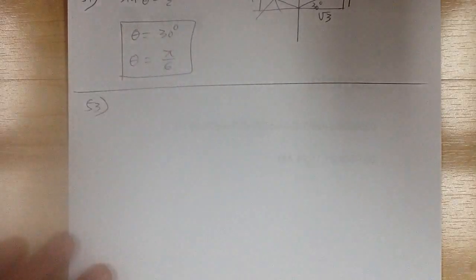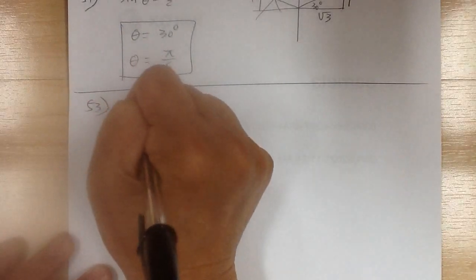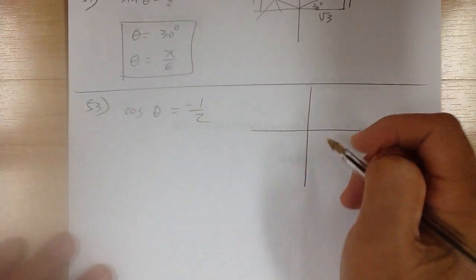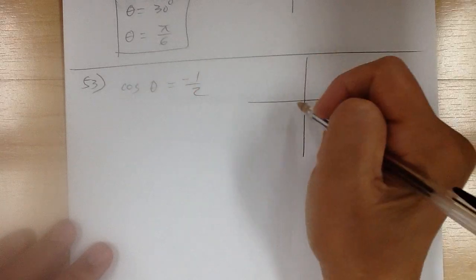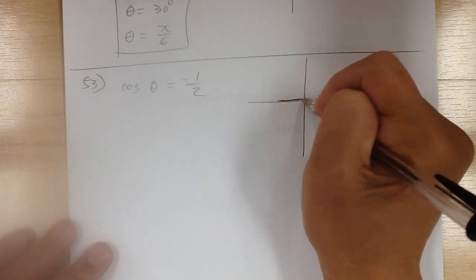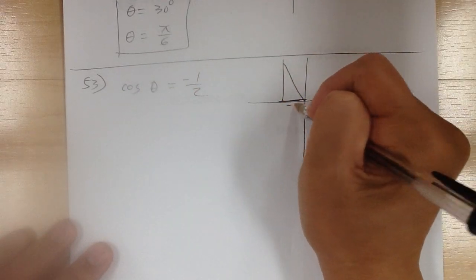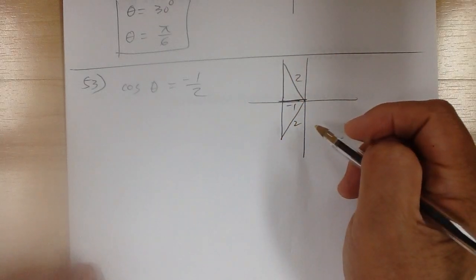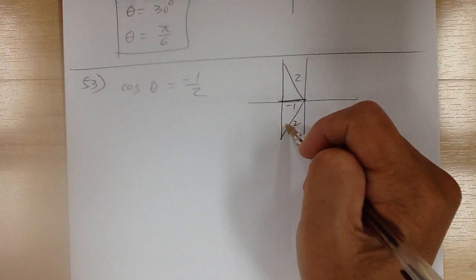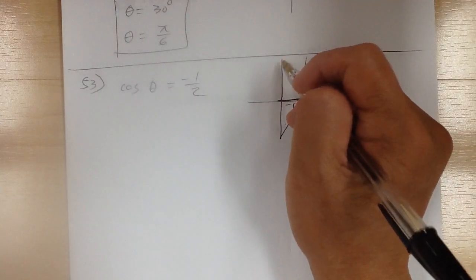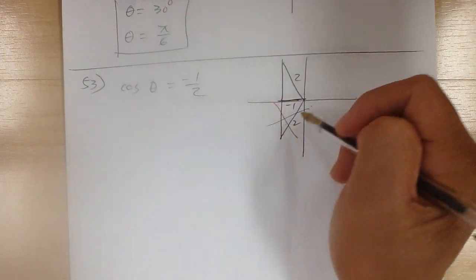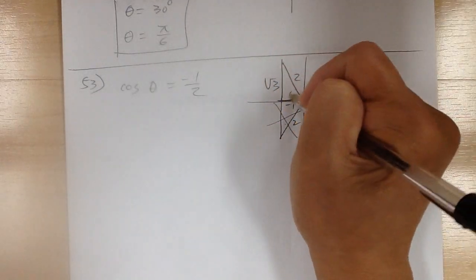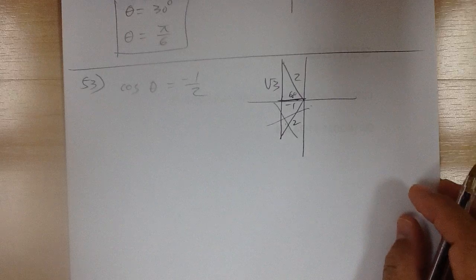Okay, number 53, cosine theta equal to negative 1 over 2. Okay, so cosine is horizontal, so horizontal is negative 1 over 2. So you got these two possibilities. Okay, but again, you're looking for the least positive, so you don't worry about this one here, because this would be smaller than this, right? So you don't have to worry about that one. And then you put in your numbers. So this is your 30, 60, 90 special triangle.